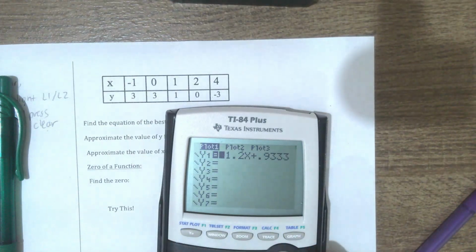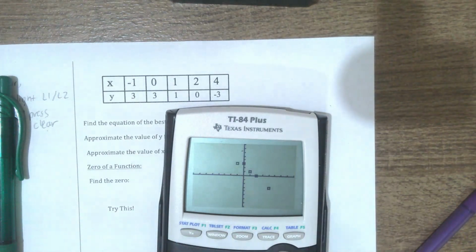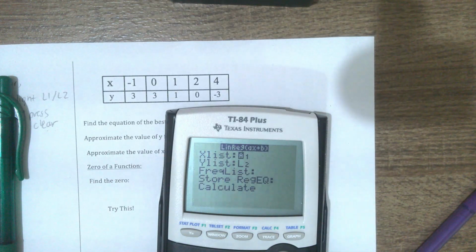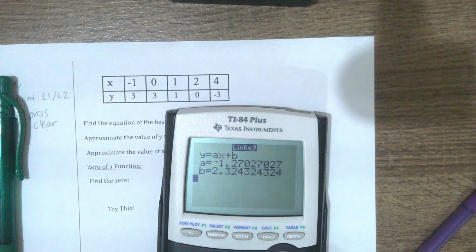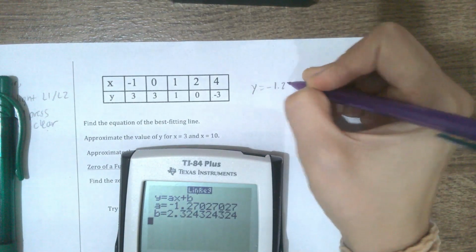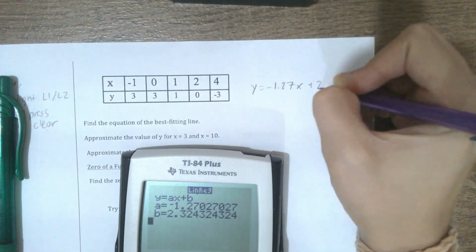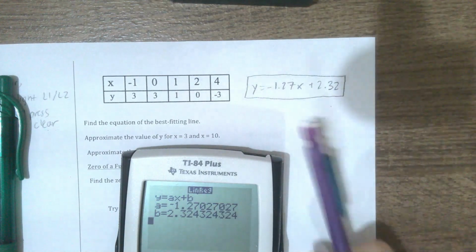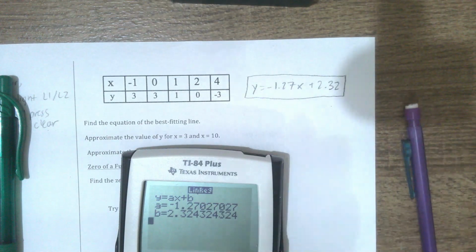Let's clear out this equation so we can see what it looks like. Okay, so here are our plot points. If we look at it, we can see that this is a negative correlation, so our equation should have a negative slope. So we're going to go stat, down to linear regression or just type 4, push enter, enter, enter, and we have this beautiful equation: y equals negative 1.27 x plus 2.32. This is a negative slope, so at least we know that we're on the right track.